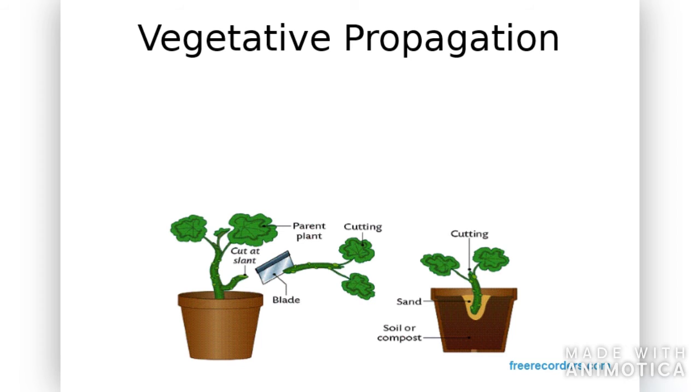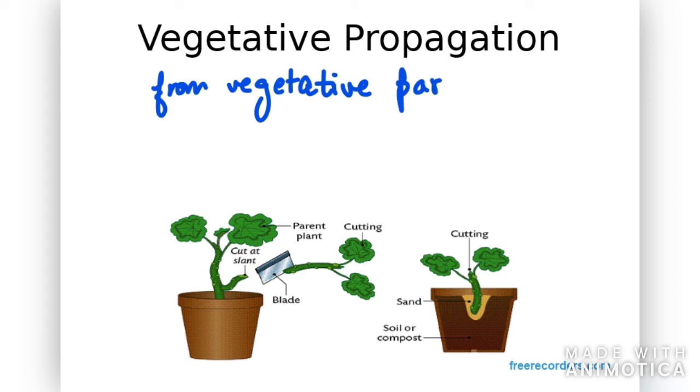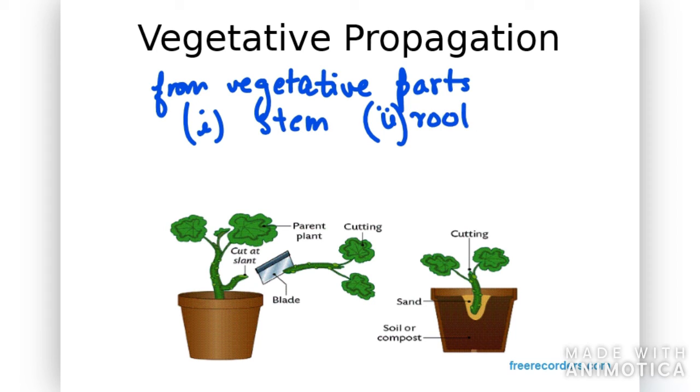Next is vegetative propagation. This is a mode of reproduction in which reproduction takes place from the vegetative parts. Vegetative parts are namely stem, roots and leaves. So if reproduction takes place from vegetative parts, then it will be vegetative propagation. It could be from stem, it could be from root, it could be from leaves.